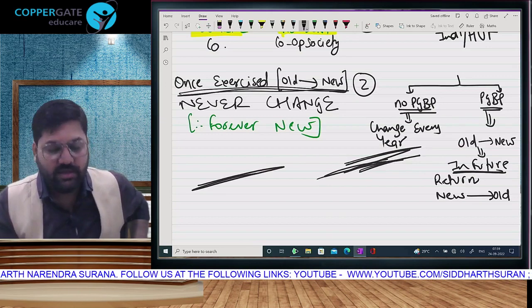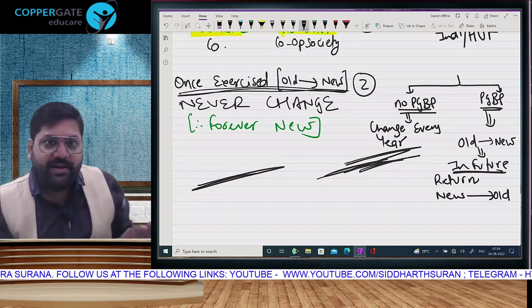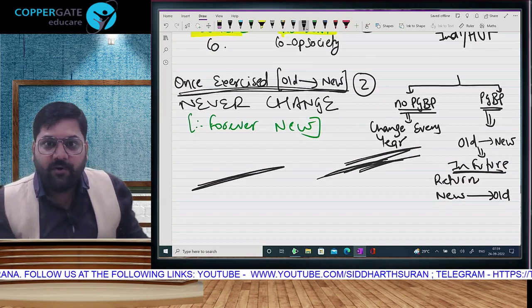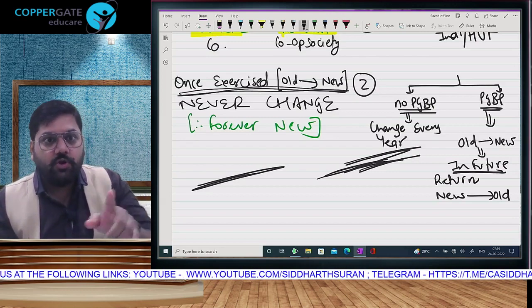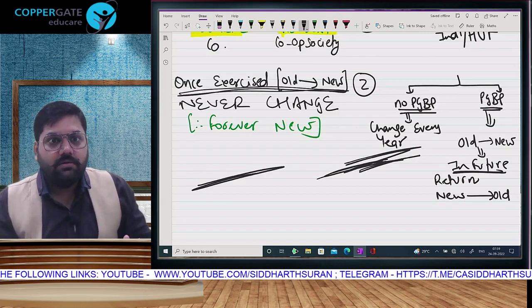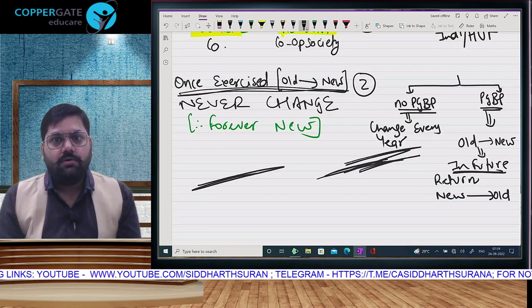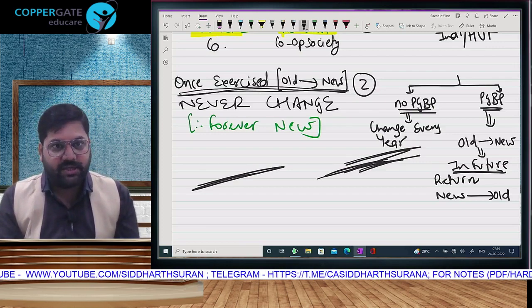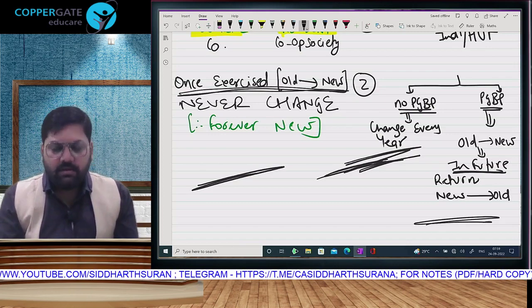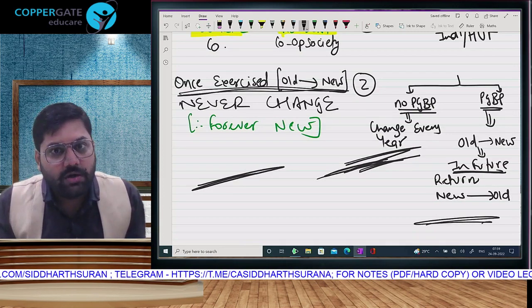Listen carefully. By default, you are in old. You want to go in new, then by default, you are in new. Next year, again, you want to go in new, so you communicate the new. If you don't communicate, then by default, you are in old. So whatever you want to exercise, you can exercise. Every year, you can change. These people, they can go to new. Can they come back to old?